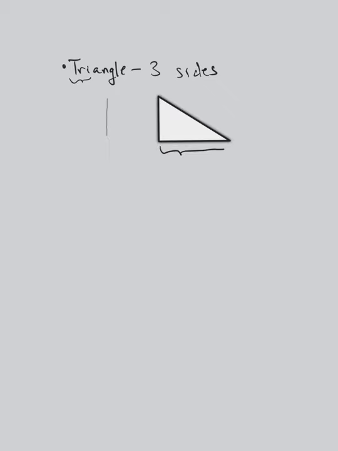This bottom side right here, we call the base, and we'll denote it with a small b. Some people use a capital B, like I did on the last slide for the rectangle. Then the distance from the base up to the top, we call the height. We'll use H for height, like that.